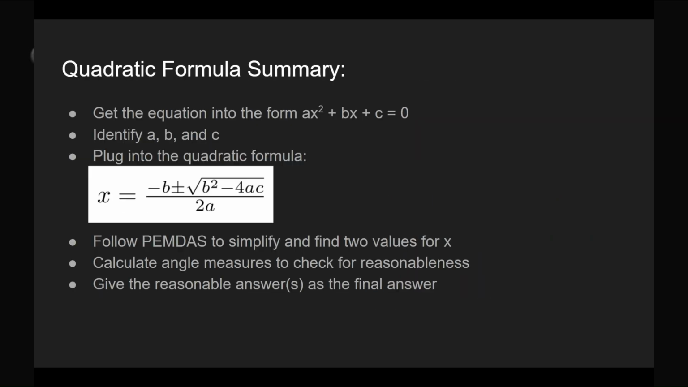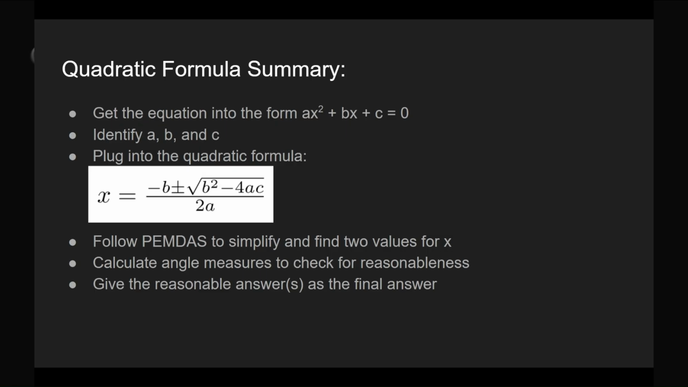So quick formula of what we did here. We need to get the equation into the form ax squared plus bx plus c equals 0. We need to identify a, b, and c in our equation. We need to plug it into the quadratic formula, x equals negative b plus or minus the square root of b squared minus 4ac all over 2a. Again, either memorize that or keep it written somewhere that you can find it easily. Then follow PEMDAS to simplify and find two values for x. Use those two values of x to calculate angle measures to check for reasonableness.